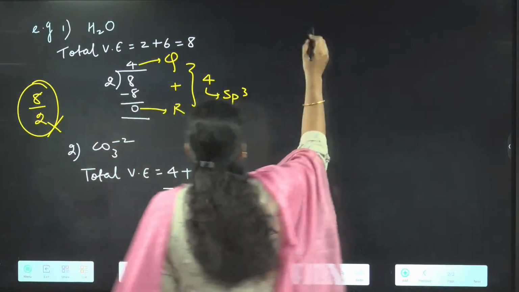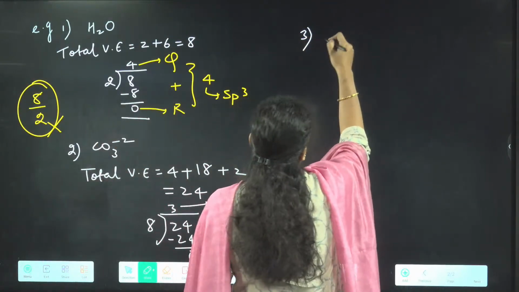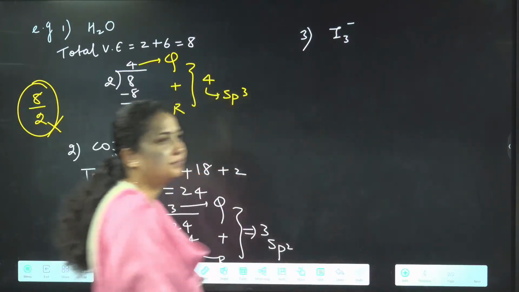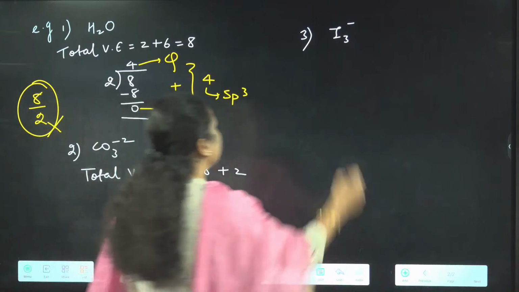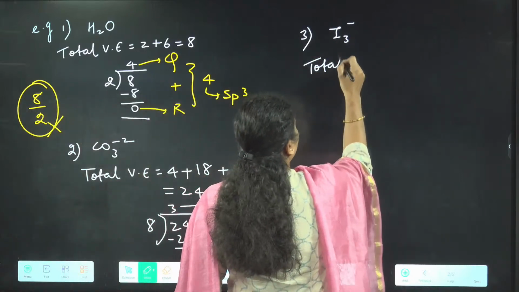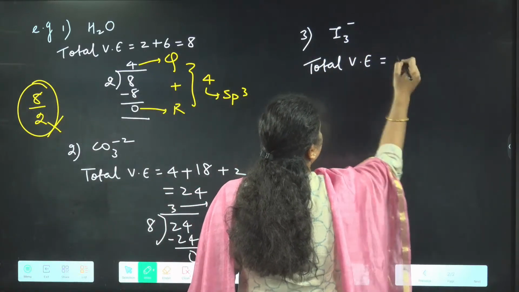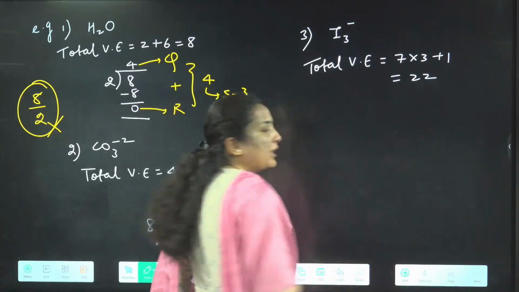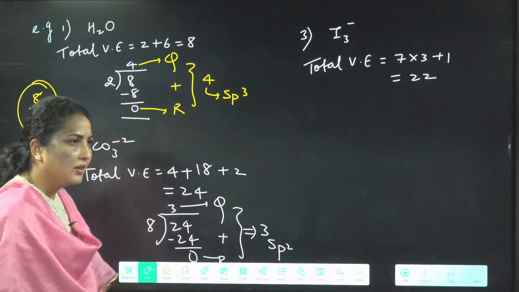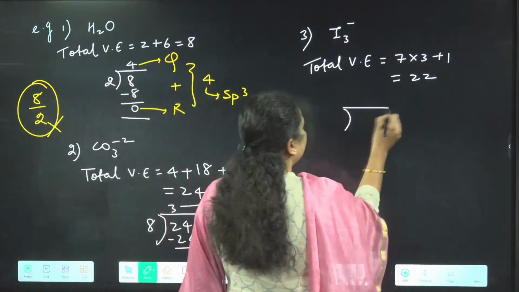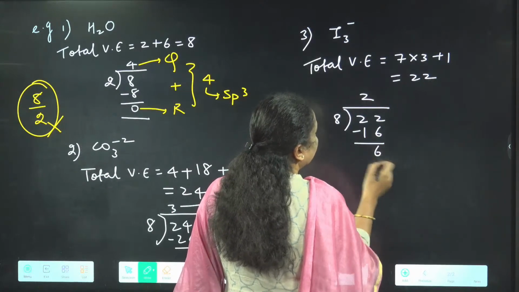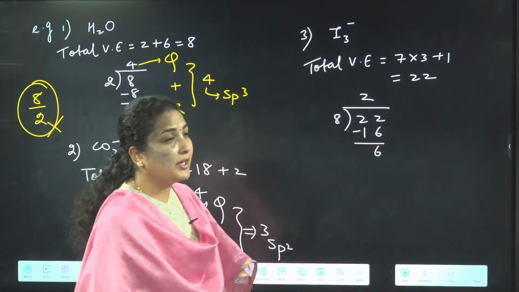Similarly, suppose I am giving you, let us say, I3 minus. For I3 minus, what is the total number of valence electrons here? 7 into 3, and you are having total 22. Again, it is greater than 8. So I'm going to divide it by 8, and this time I'm going to have a remainder. Are you able to see this remainder is greater than 1?